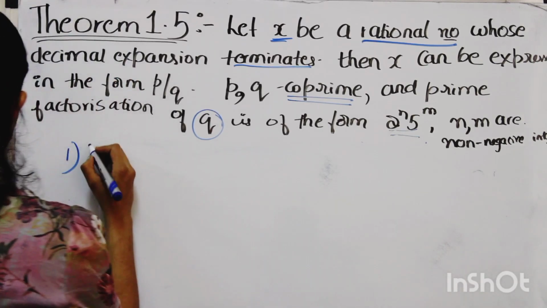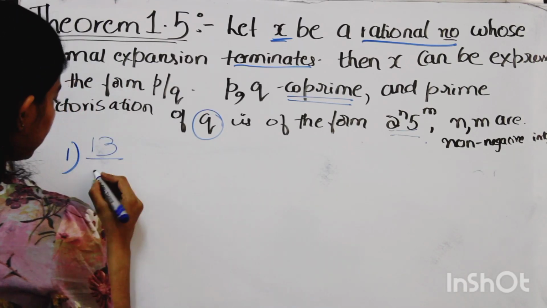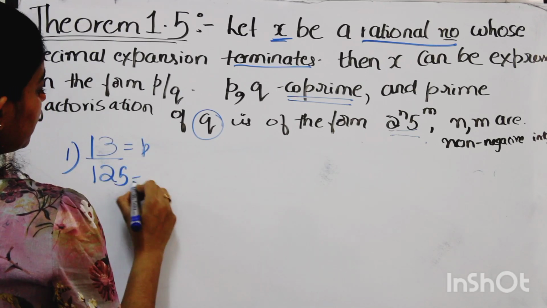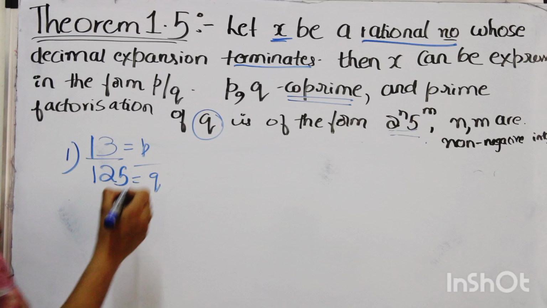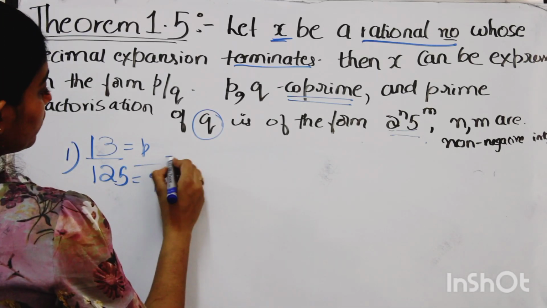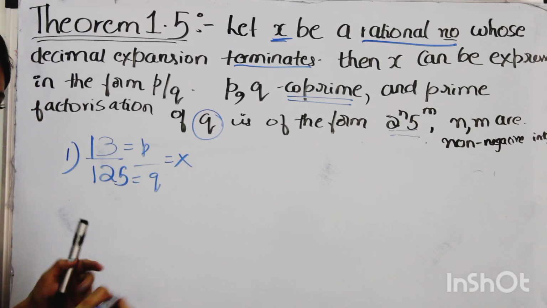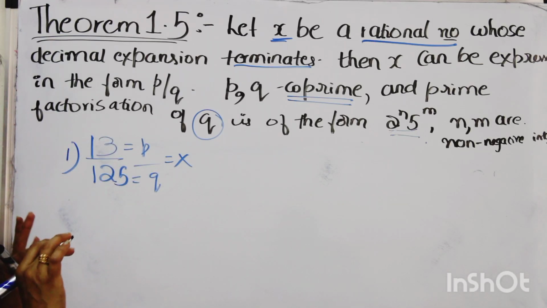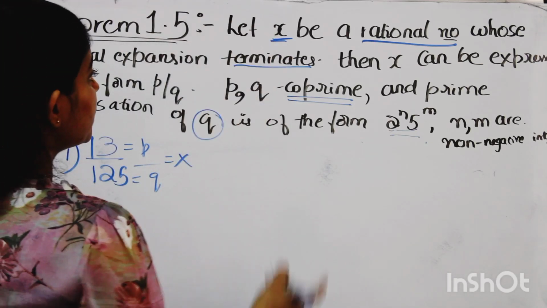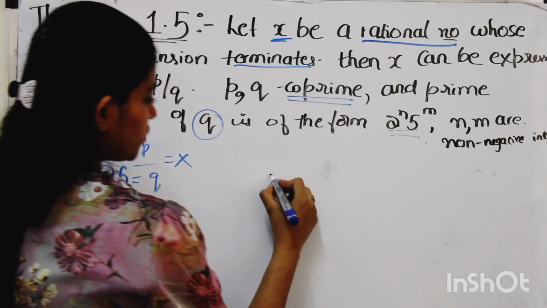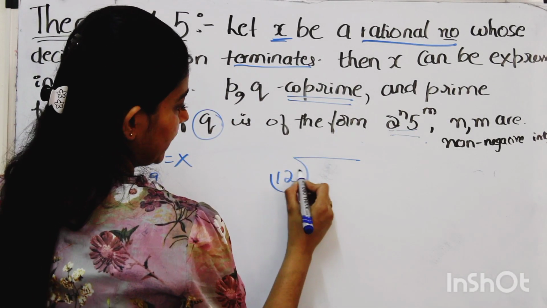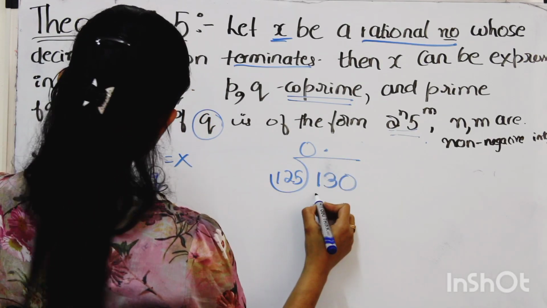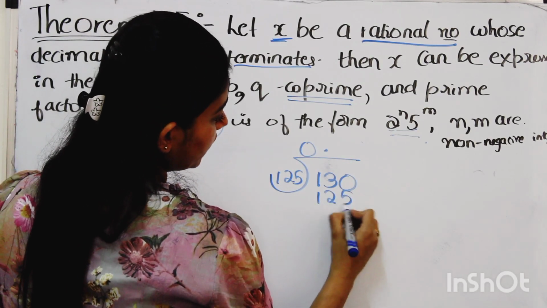Let's take another example, 13 by 125. Similarly here 13 is p and 125 is q. So we have written p by q. Overall this number 13 by 125 we call x, and you know that 13 and 125 are co-prime. All the conditions hold. Now we have to check the decimal expansion. 125, 13. So take 0, 0 point, 125 ones are.